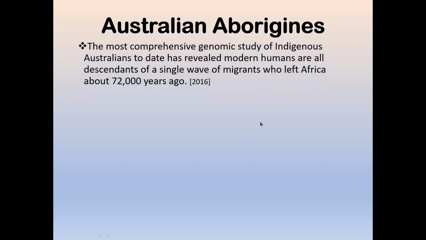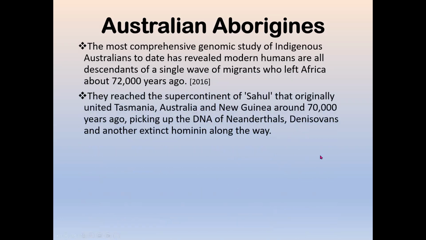Now, they did a massive genomic study of Australian Aborigines, and found that modern humans all descended from a single wave of migrants that left Africa about 72,000 years ago. And that lot eventually got to Australia about 65,000 years ago, maybe a little bit earlier.